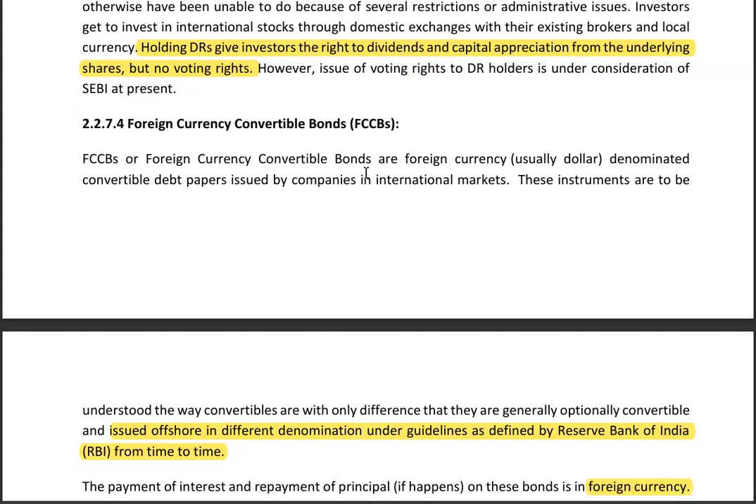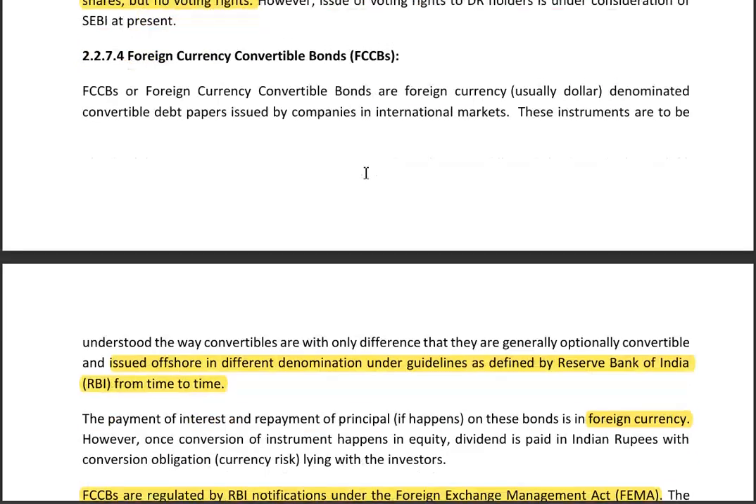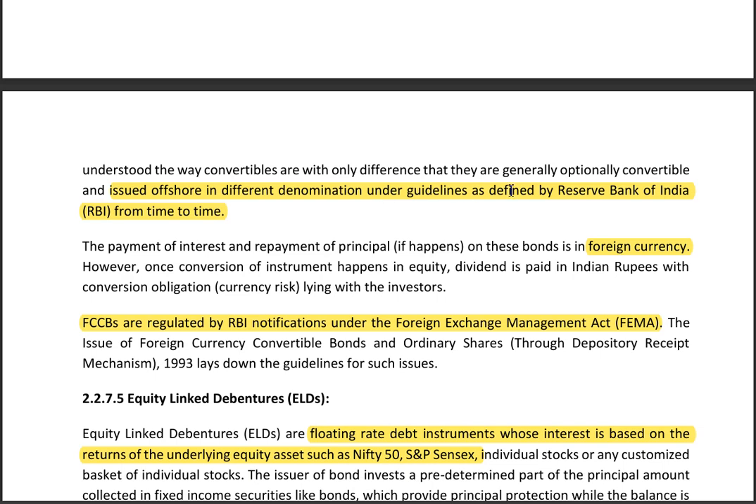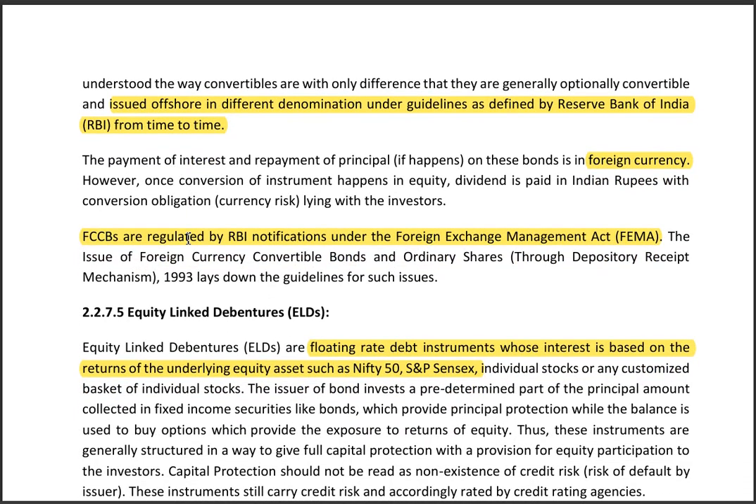Next, let's go to FCCBs. This is also very important. Foreign currency convertible bonds are foreign currency denominated convertible debt bonds issued by companies in international markets. These instruments are to be understood the way convertibles are, with the only difference that they are generally optionally allowed. Issued offshore, the payments of the interest and repayment of the principal of the bonds are in foreign currency.